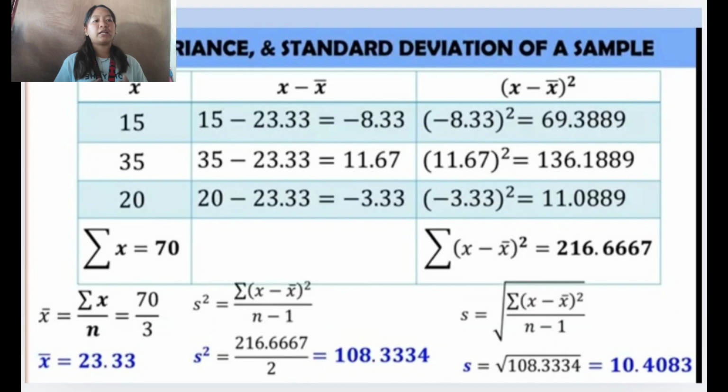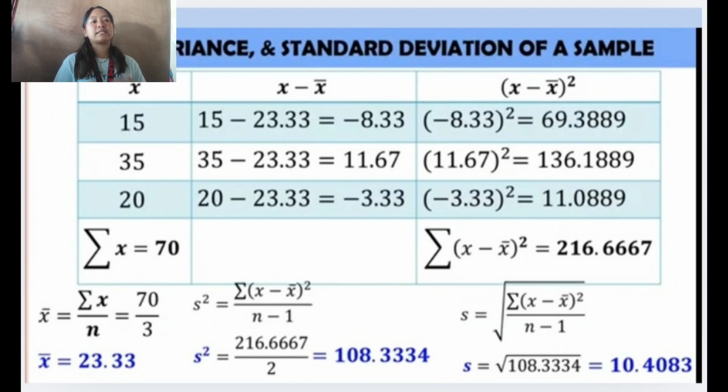So, sample mean equals summation of x over small n equals 70 over 3. Our summation of x is 70, and our small n is 3, which is the number of x values, from 15 up to 20. So, 70 divided by 3 equals 23.33. So, let's proceed to the second column.